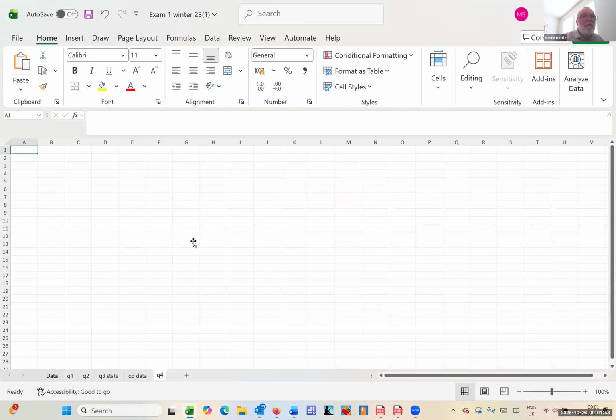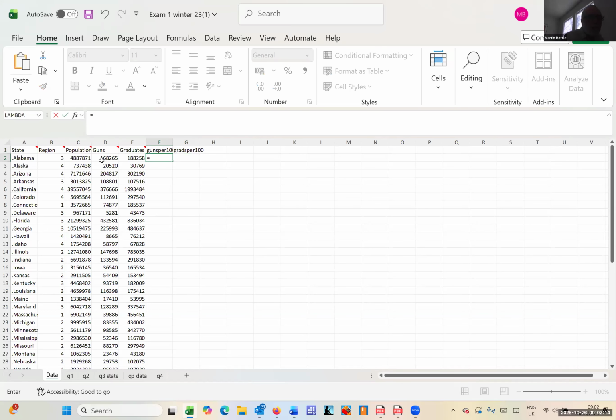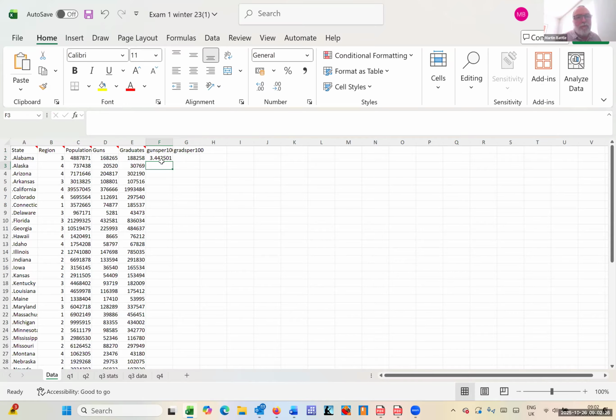So let's do this. So I've got this data. The first thing I'm going to do, well, I'm not going to summarize it yet because this might be a bit odd. So I'm going to do guns per 100. And I'm going to do grads per 100. So guns per 100 is simply going to be equal to guns divided by population times 100. Yeah, it's about 3.4.